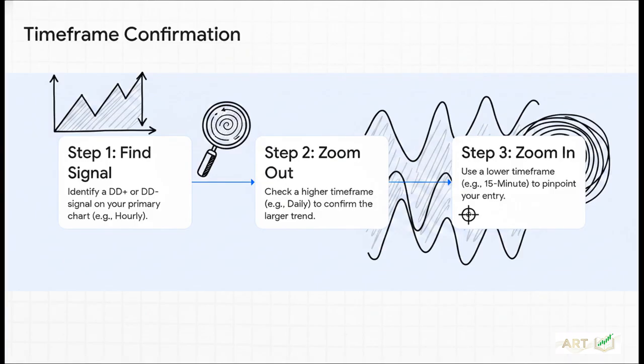So step 1, you find a potential signal on your main chart, let's say the hourly. Step 2, you zoom out to a higher time frame, like the daily chart, and you ask one simple question. Is my signal going with the flow of the big trend? If the answer is yes, you've got a great setup. And finally, step 3, you can zoom in to a lower time frame to really nail your entry point.